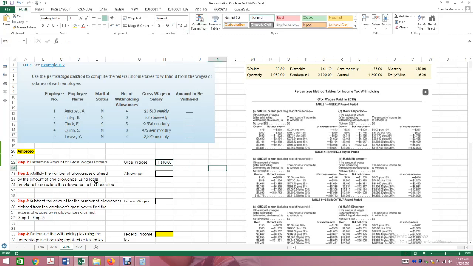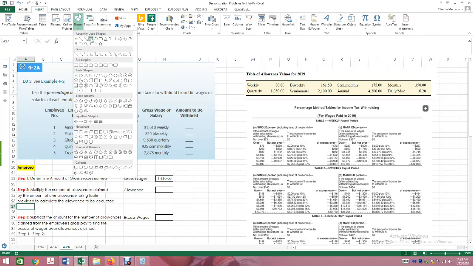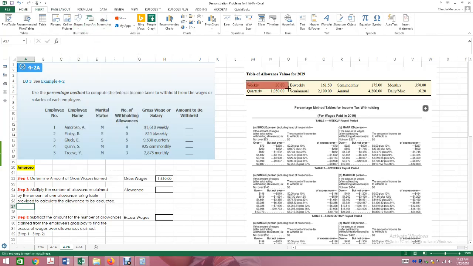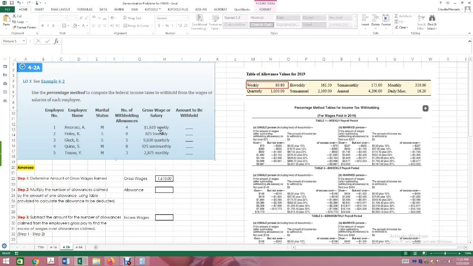Now, I need to figure out, based on the number of allowances, what is going to be the allowance given to this employee for claiming 4 allowances. Okay. So, I know that this employee gets paid weekly. So, I'm going to look here and I'm going to find my weekly amount, which is right there. Because this employee gets paid weekly, they're going to get $80.80 credit or allowance for every allowance claimed or for every dependent claimed.